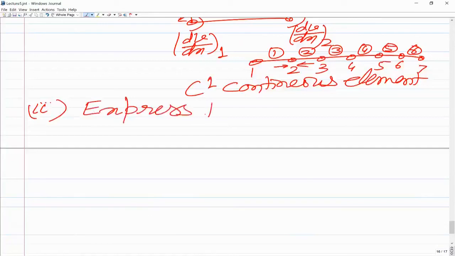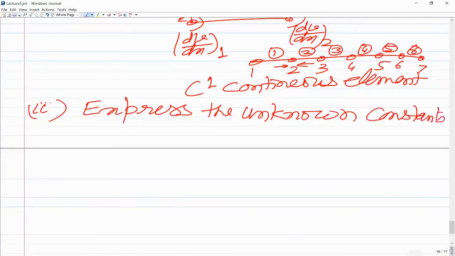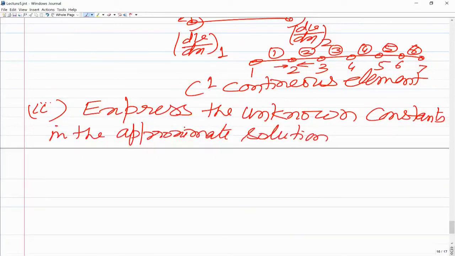So express the unknown constants in the approximate solution in terms of elemental degrees of freedom.